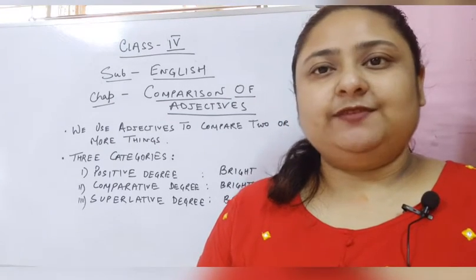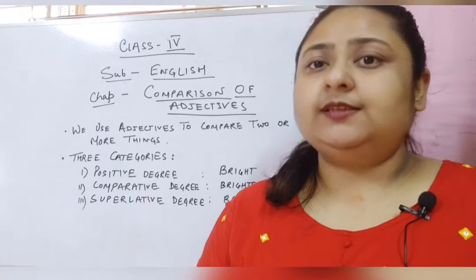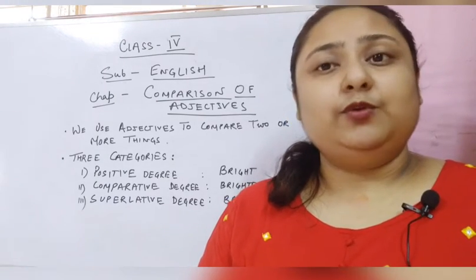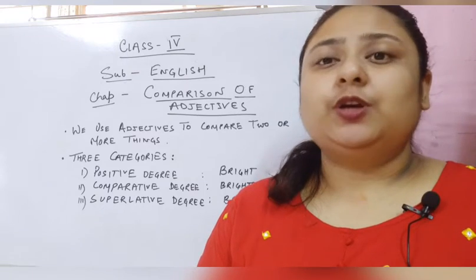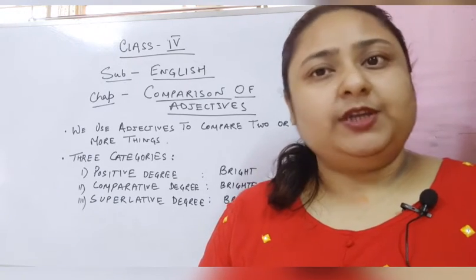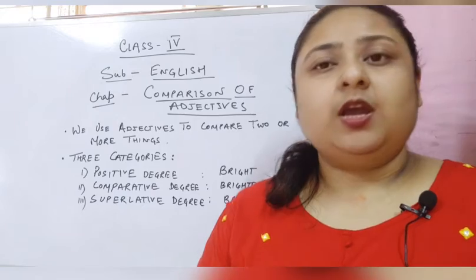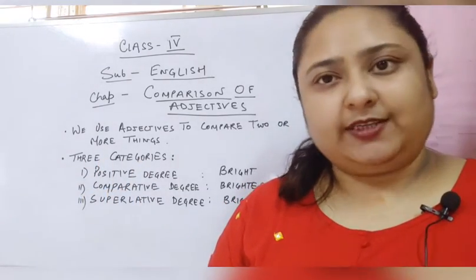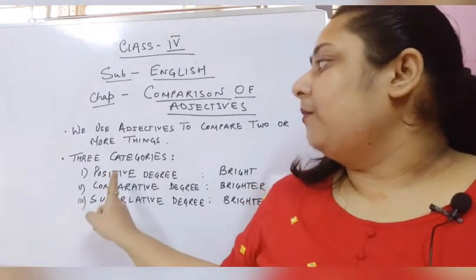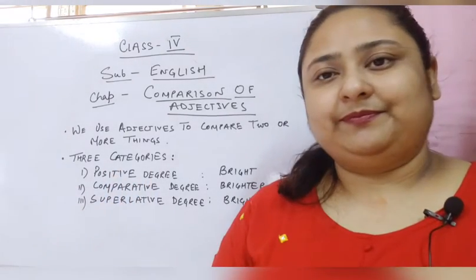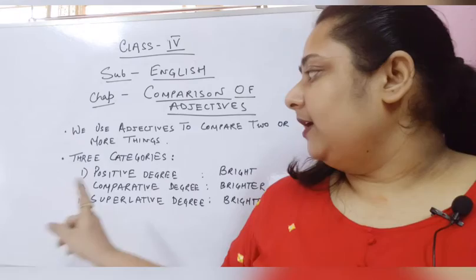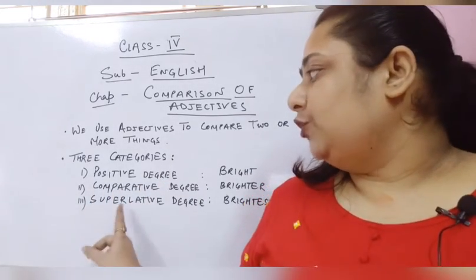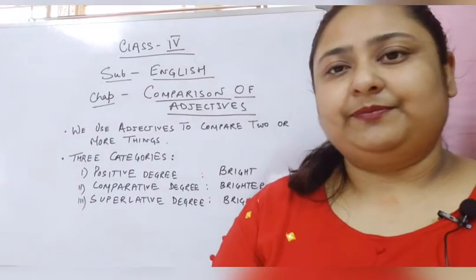Children, adjectives are those words which define a noun or pronoun. Now, we use these adjectives to compare one or more objects amongst each other. There are three categories of adjectives. Number one is positive degree. Number two is comparative degree. And number three is superlative degree.